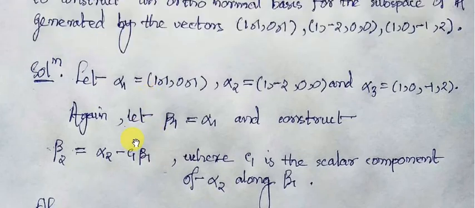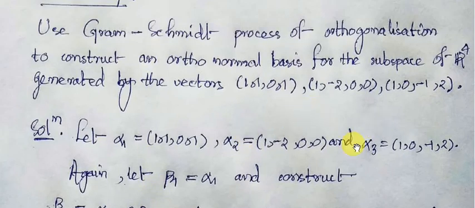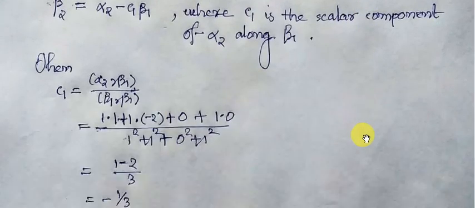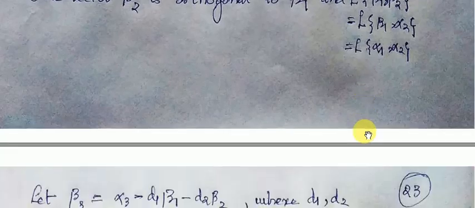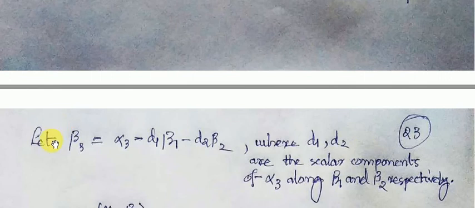Beta 2 we have constructed considering the alpha 2 vector, alpha 2 minus c1 beta 1. In this collection one vector, alpha 3, remains, so next we have to construct another vector considering this alpha 3 vector, and we rename that vector as beta 3. Beta 3 equals alpha 3 minus the other two vectors: one we have constructed, and one we have renamed from alpha 1 as beta 1.